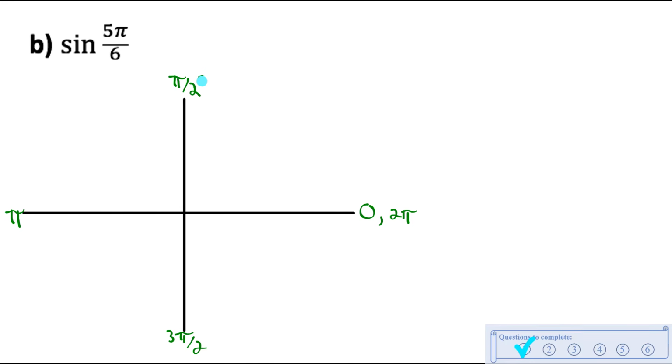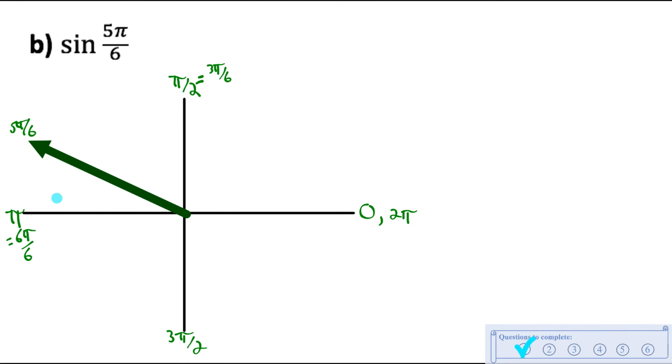So pi over 2, we could rewrite that as 3 pi over 6. And pi, you could think of that as 6 pi over 6. So we can clearly see that 5 pi over 6 is between 3 pi over 6 and 6 pi over 6. So that means my terminal arm starts at the positive x-axis and rotates to around here. I'll label the tip of this terminal arm with its principal angle, 5 pi over 6.